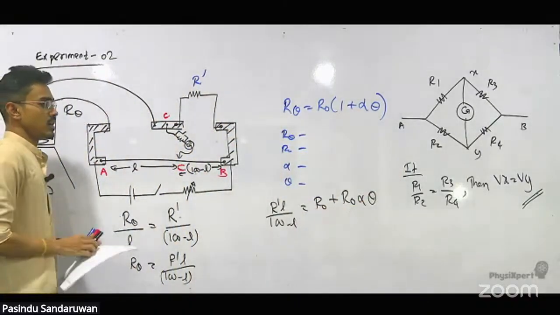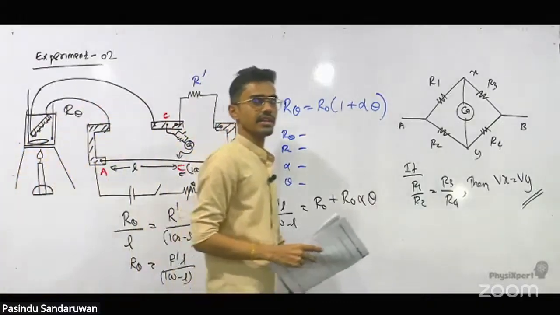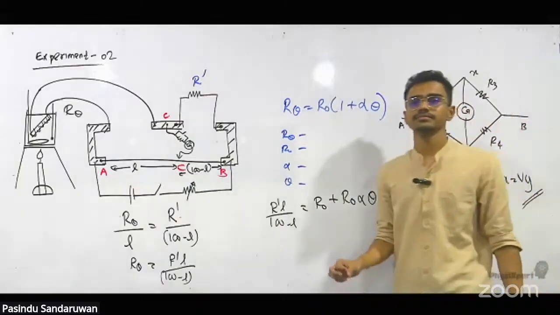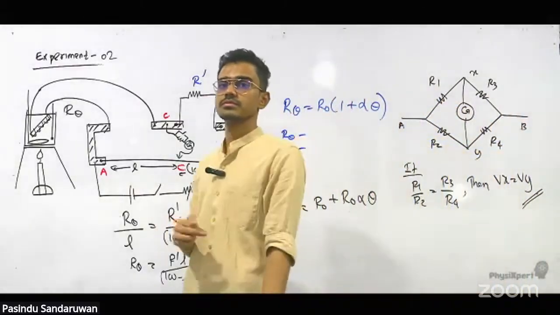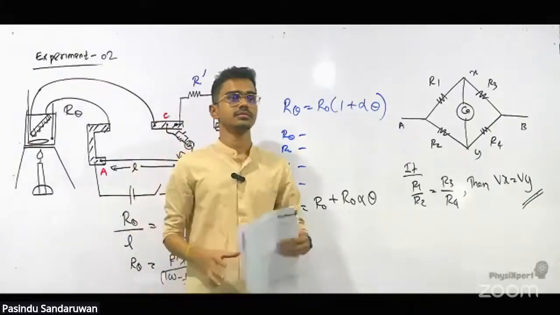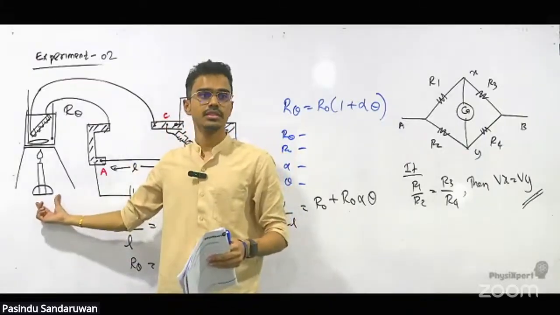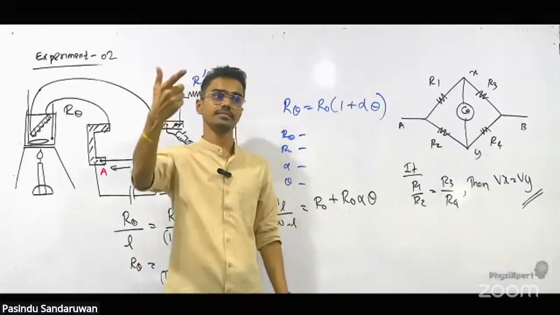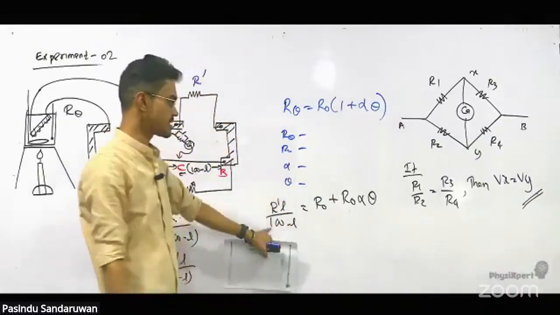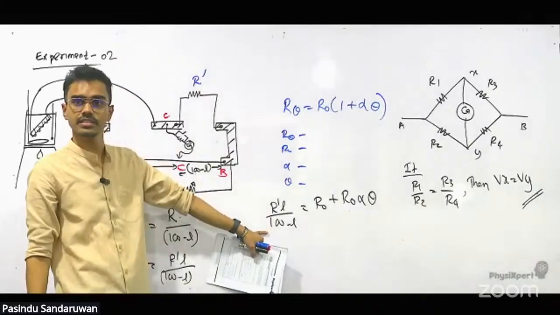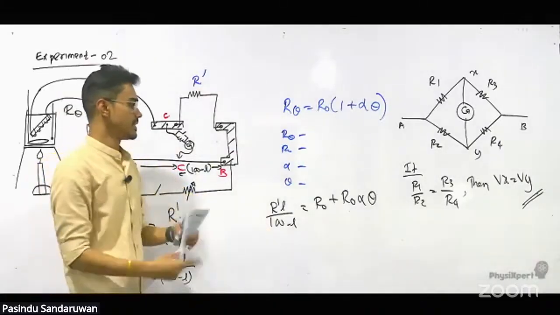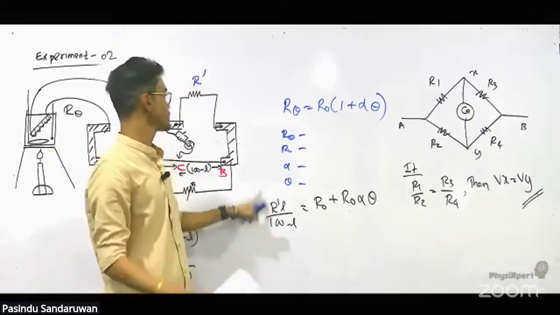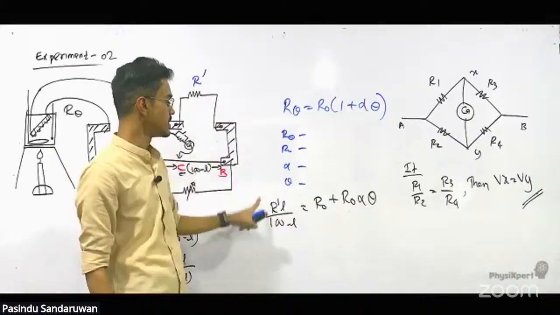Now, what are we changing here as the independent variable? What are we changing here? Temperature. Right? When temperature changes accordingly, what is the change in the equation? We have a linear equation here. R dash is a constant. Let's say R dash is a constant.